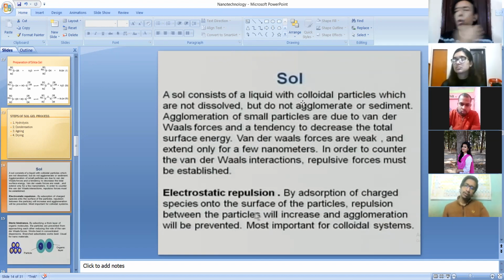So why is agglomeration done? Agglomeration of small particles is due to van der Waals forces between the two particles, between the atoms of two particles.